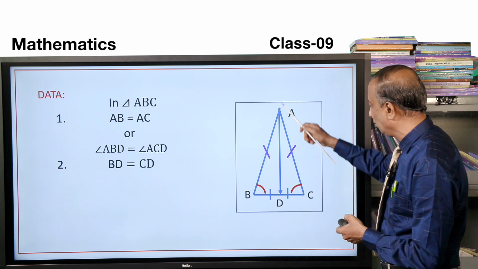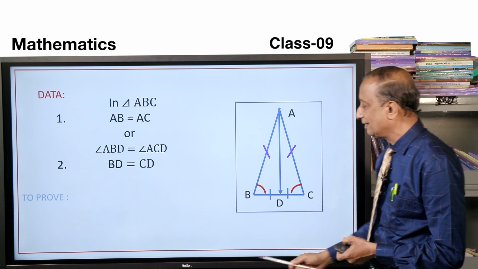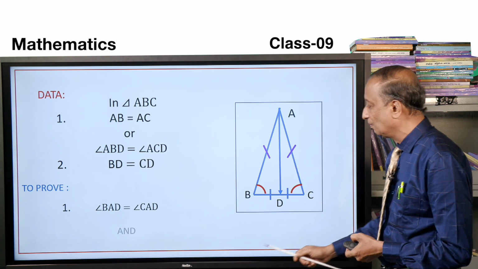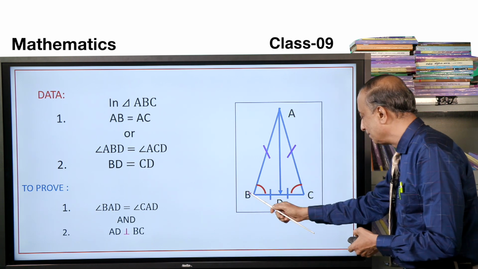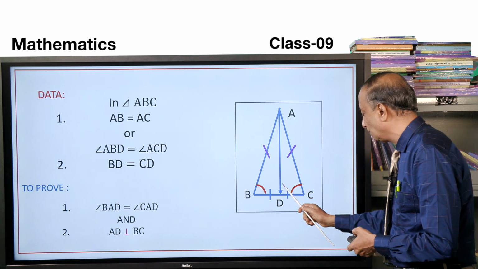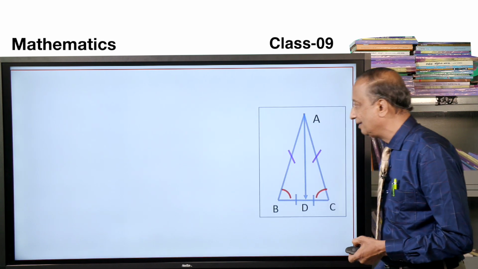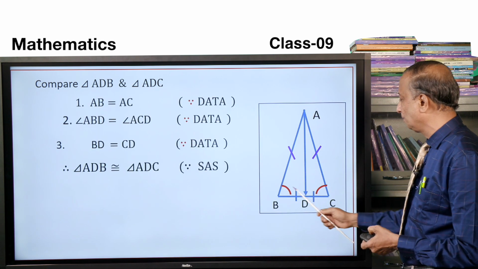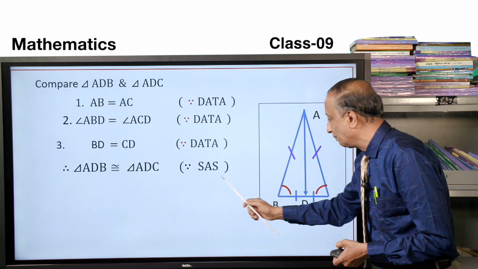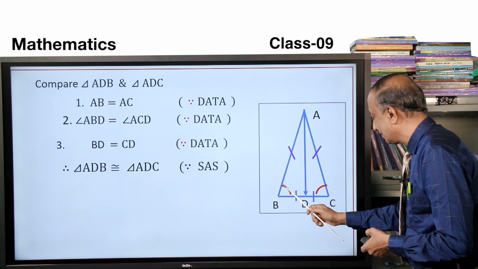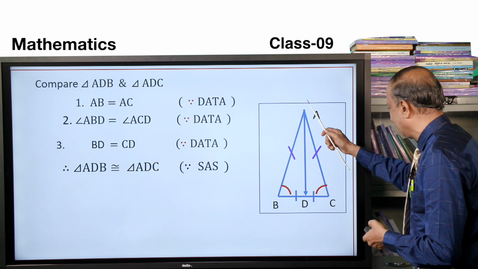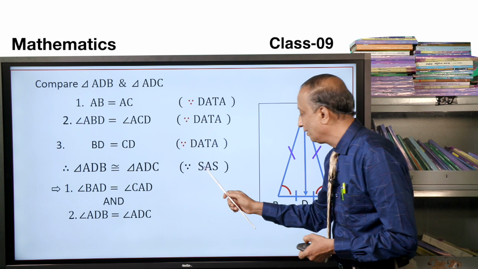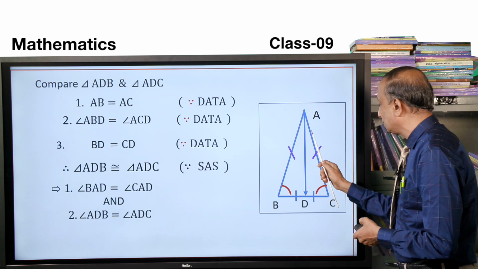In the previous one, we wrote that AD is perpendicular to BC. So, given this, we have to show that point number 1, these two angles are equal, and secondly, this AD is perpendicular to BC, that is, these two angles are each of them equal to 90. All these things can be easily proved by just comparing these two triangles. These two are congruent on account of SAS. Look, children, the two sides and the included angle of this are respectively equal to those of this. Therefore, they became congruent. Once they became congruent, these two angles are equal.